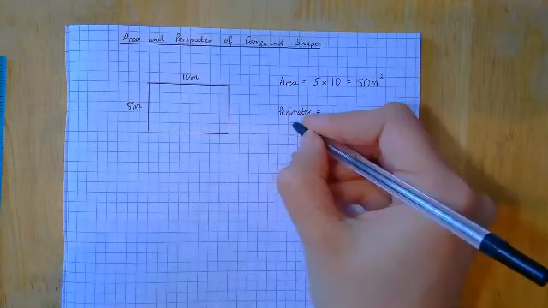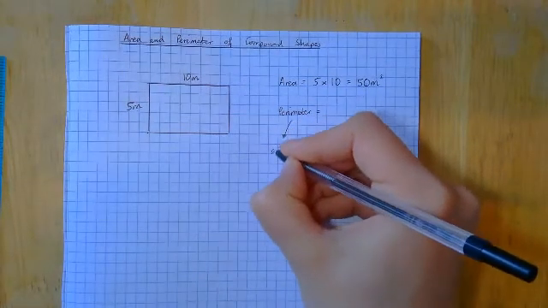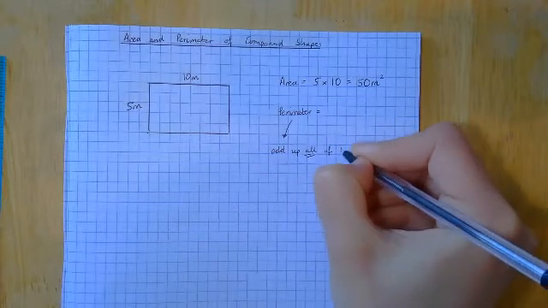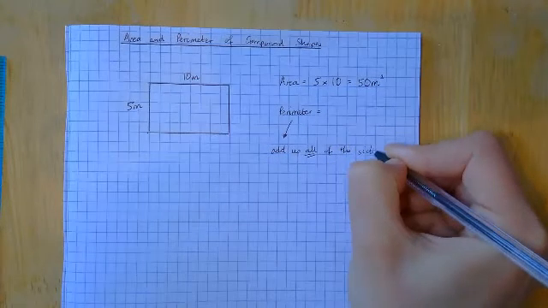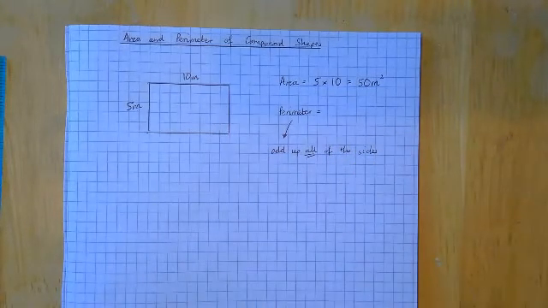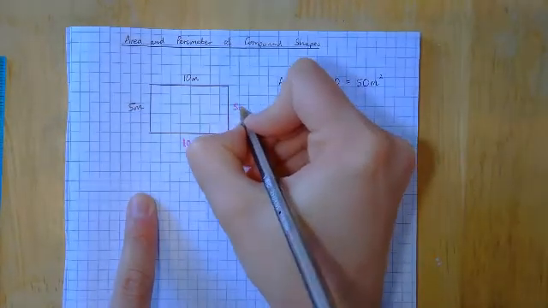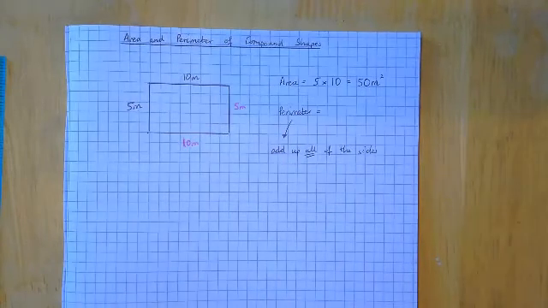And then for the perimeter, well, you might just want to make yourself a little note. We need to add up all of the sides. Now, they very, very rarely give you all of the sides. If I were you, onto your picture, I would add another 10 and I would add another 5.